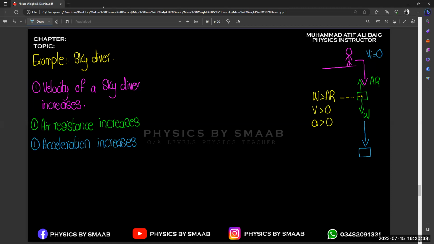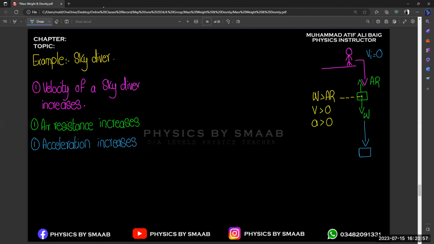The air resistance balances out the weight. As compared to the previous point, air resistance is now going to be increased as compared to the previous position. So air resistance is going to be greater than the previous one, and it starts to balance the weight of an object.